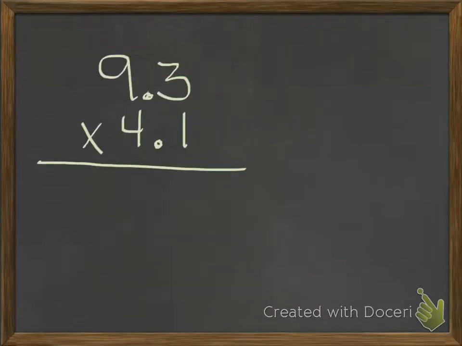Okay, so today this is what we're going to be doing. We're going to be using 2-digit numbers and multiplying them by other 2-digit numbers. Our first one is 9.3 times 4.1. Okay, go ahead and solve this problem, and then we'll check it and see if you get it right.